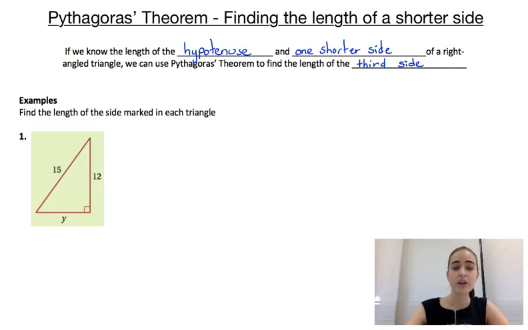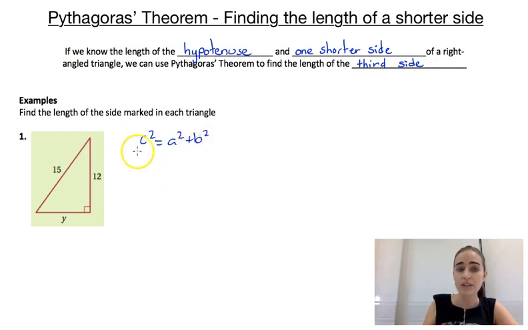So in our examples, we're asked to find the length of the side marked in each triangle. So in this one, we know our 15 is our hypotenuse. We know that this side is 12. And we're asked to find what this y represents. So our Pythagoras' theorem is c squared equals a squared plus b squared. So we're going to substitute in.